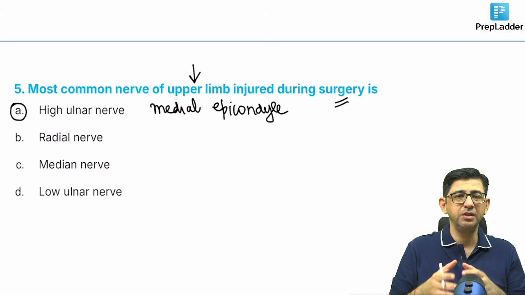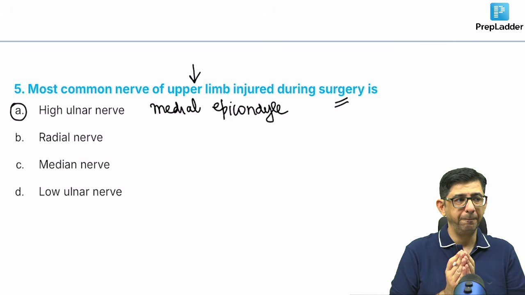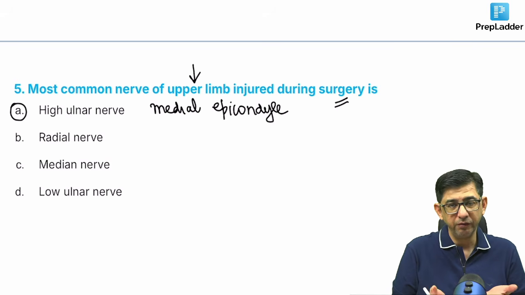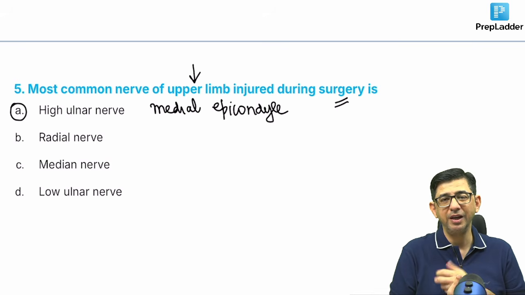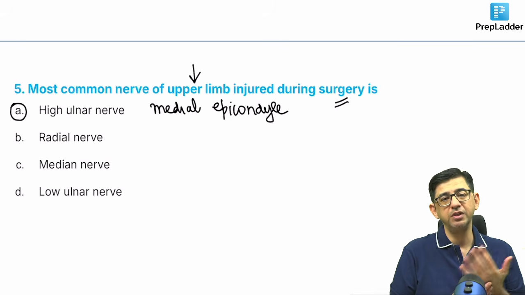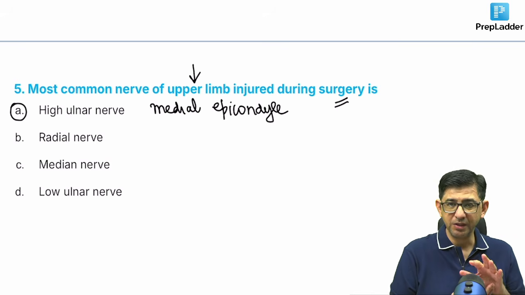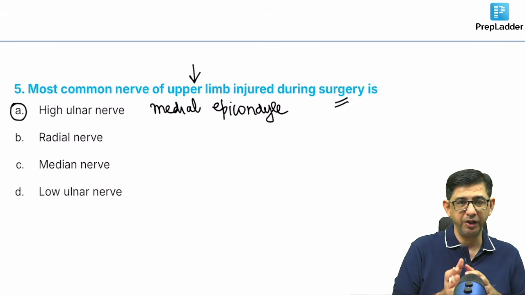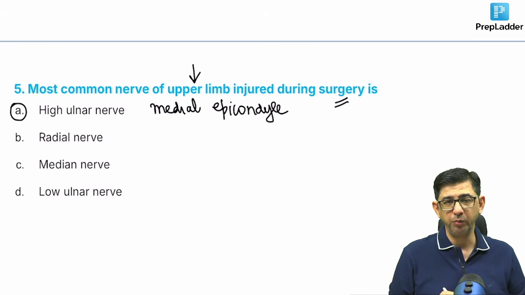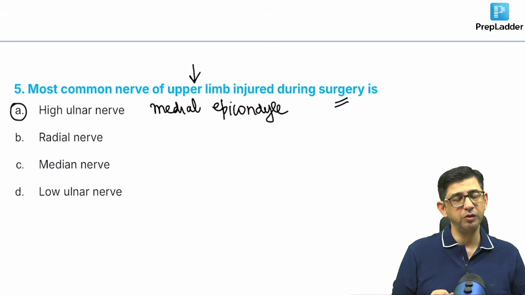So because the muscles in the arm are basically preventing the pressure on the nerve while the patient is lying supine, they are less likely to get involved. But this nerve is directly behind the bone, and there is no muscle that will sandwich the effect of pressure, and therefore this is the commonest one to be involved. The answer to question number 5 is option number A.